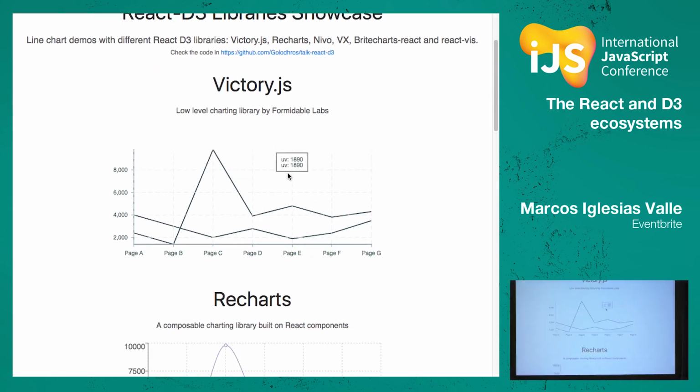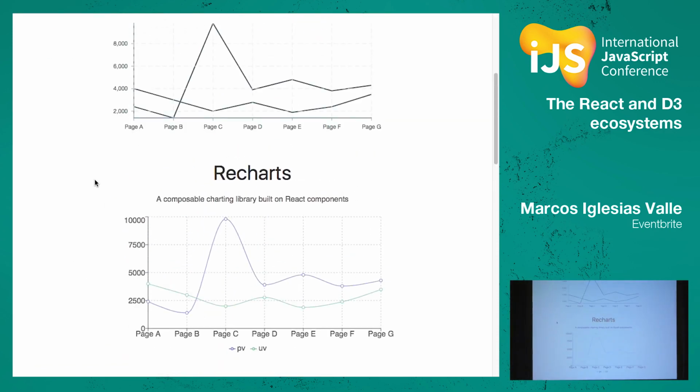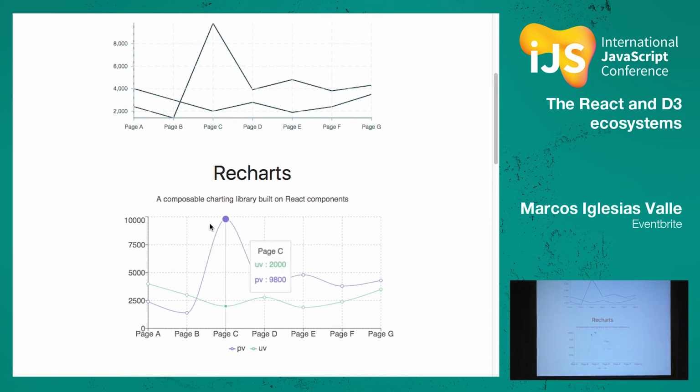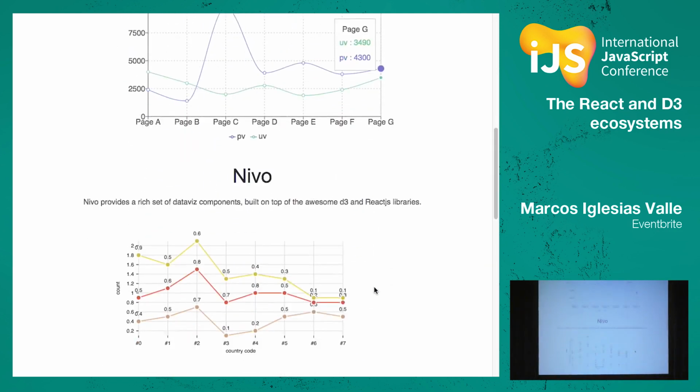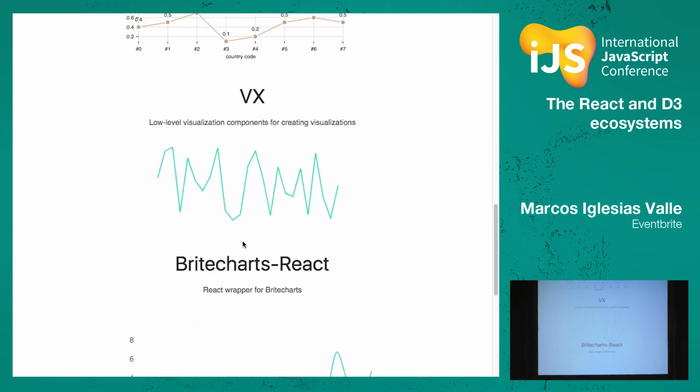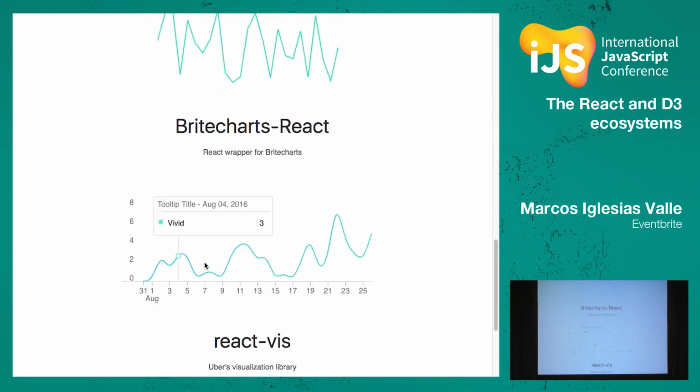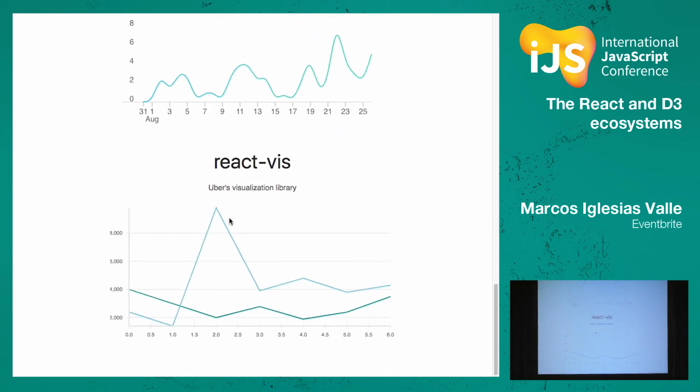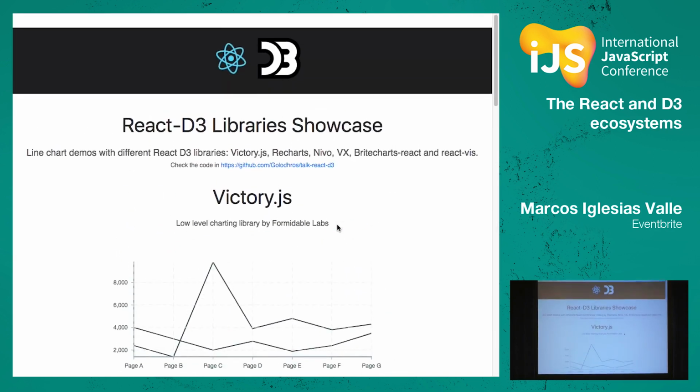It's a small demo page with some of these libraries. So here's Victory, Recharts. Check this tooltip, this is my favorite part of Recharts. It's pretty smooth. And we have Nivo and VX. This is the code that we were seeing before. It's just doing one line. It's really low level. And then here, this is Righteous React. And then this is Uber's visualization library.